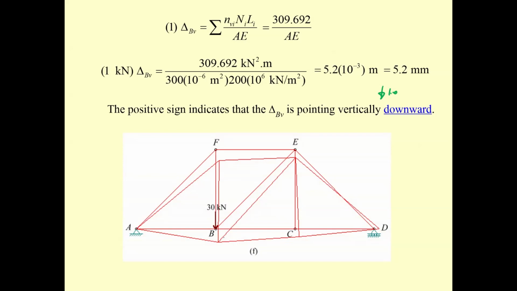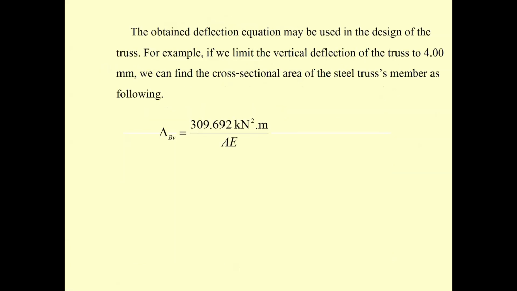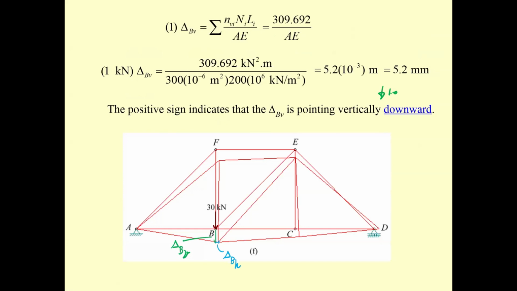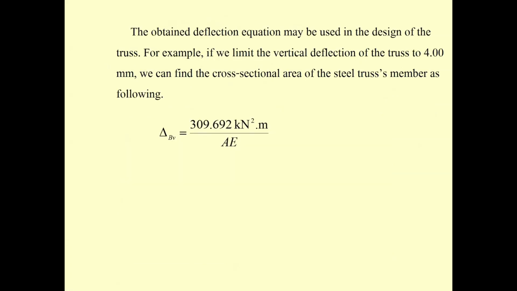You have the result of what? Your result is over here. This is going to be delta B vertical. Then there is deflection over here, delta B horizontal. Can you determine it? Very easy. Just put a 1.0 unit load over there. Anyway, about the AE.